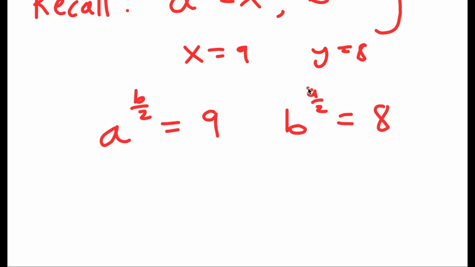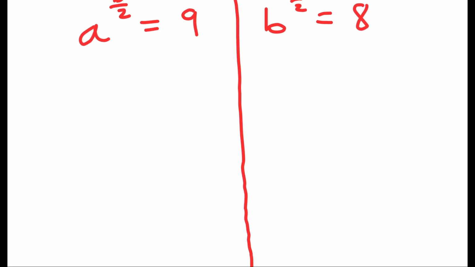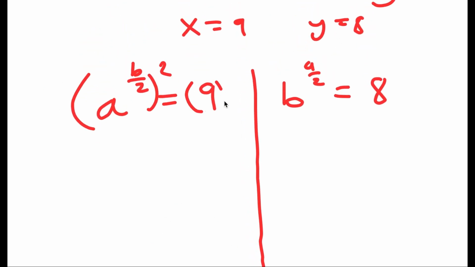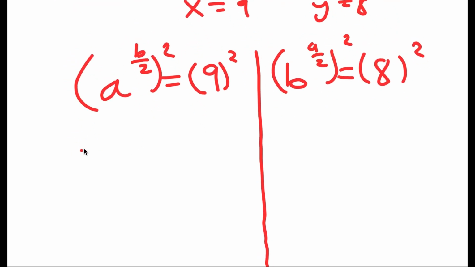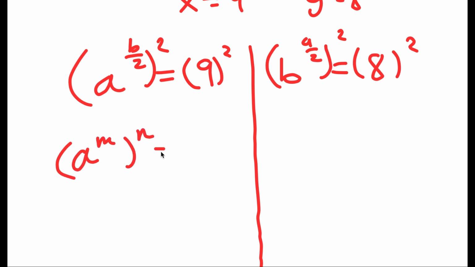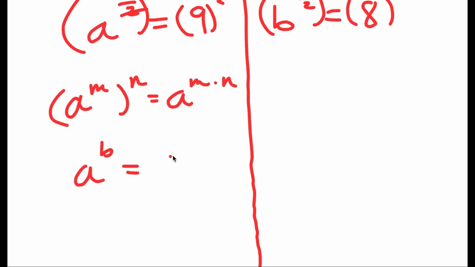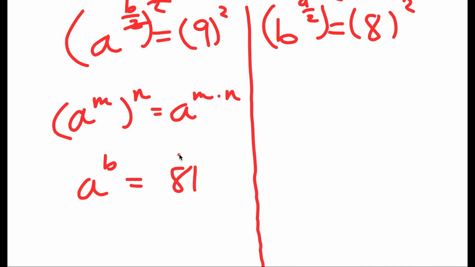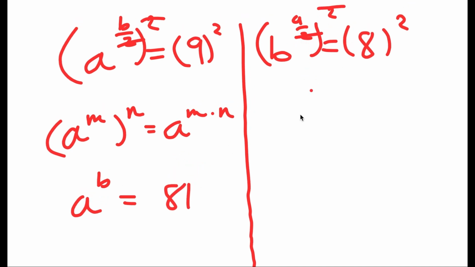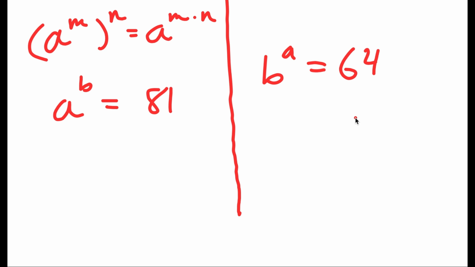So to solve this, these are two separate equations, I'm going to square both sides. So now remember, if I have something in the form a to the power of m to the power of n, this is equal to a to the power of m times n. So these two cancel out, and I get a to the power of b is equal to 81 for my left-hand side, and for this one, these two cancel out, and I get b to the power of a is equal to 64. Now 81 is the same thing as 3 to the power of 4, and 64 is the same thing as 2 to the power of 6.